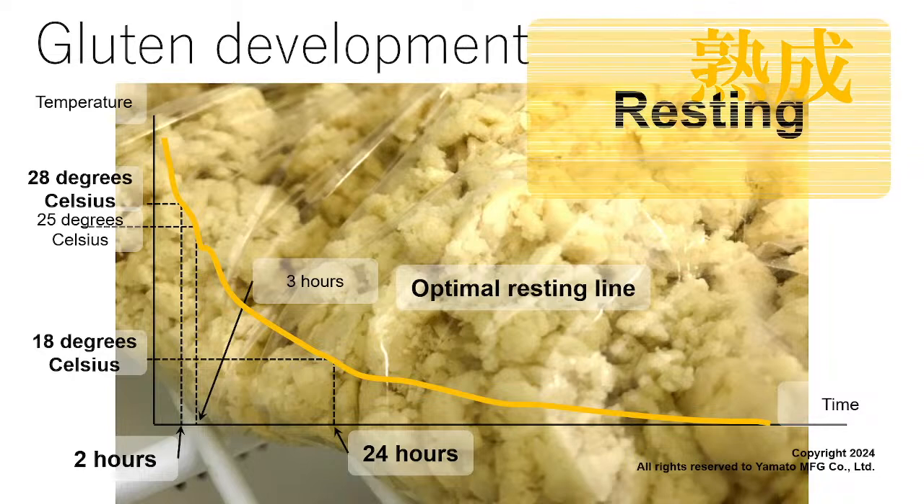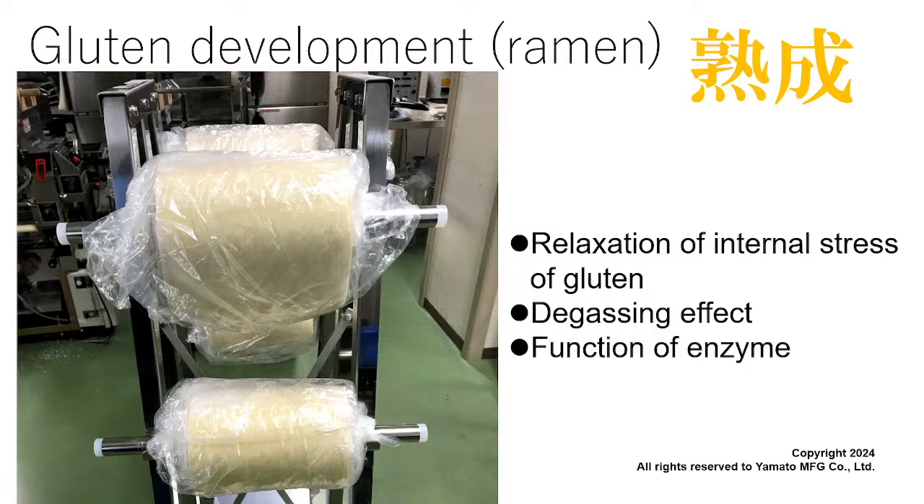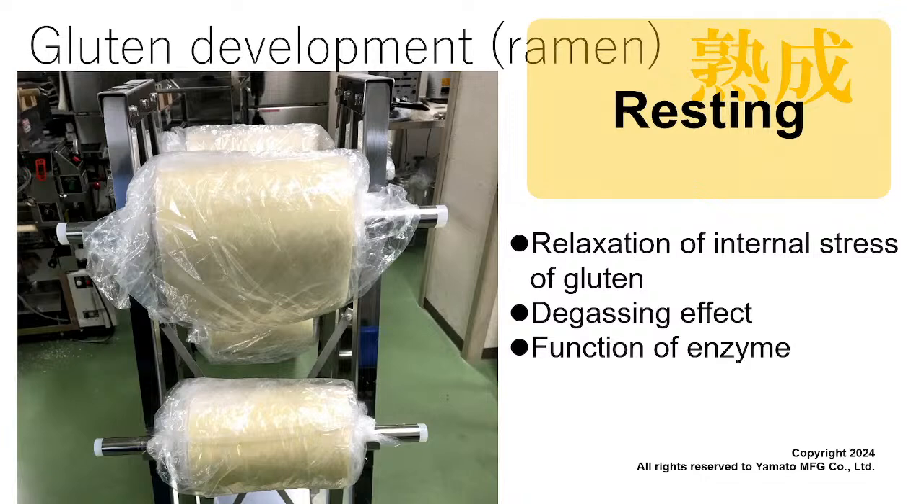Again, the second resting process is also very important in building very good ramen noodle dough. It relaxes the internal stress with the gluten, and again degasses, and activates enzymes to develop and promote good wheat flavor. In this picture, you can see how we rest the dough. Put a cover or plastic bag on it to keep it from drying. This is very important.